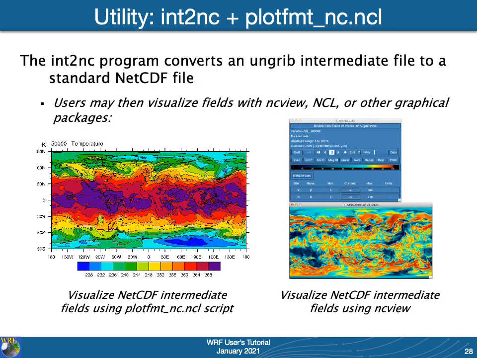If you would like to visualize some of the fields in an intermediate file, you can use a pair of utilities to do this. The first of these is int2nc. This is a compiled program that converts an intermediate format file to a netCDF format file. After you've used the int2nc program to convert an intermediate file to a netCDF file, you could directly visualize those fields using something like ncview. An alternative, though, would be to use the plotfmt_nc.ncl script to make nice publication quality plots of the fields in that netCDF file.